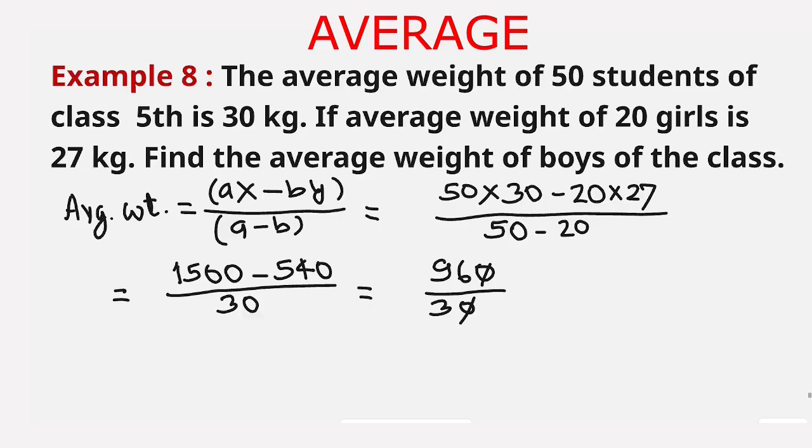We cancel the 0 of the numerator by the 0 of the denominator, and 3 divides 96 for 32 times. So this is equal to 32 kg. The average weight of boys of the class is 32 kg. I hope you have understood the formula as well as the use of the formula for solving such type of questions. We go to the next point.